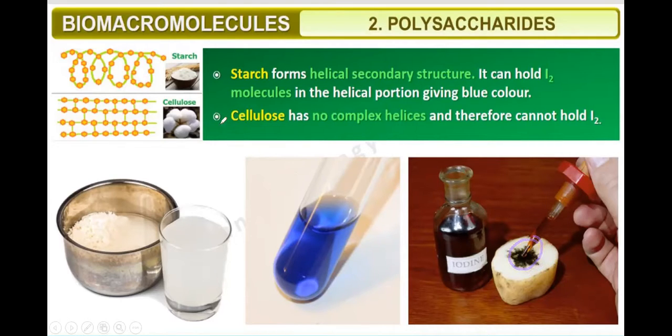Cellulose has no complex helix and therefore cannot hold iodine. Cellulose does not have a helical structure. So if you test cellulose with iodine, it will not give the iodine test. So cellulose is another polysaccharide where the molecules are arranged in the form of sheets. So this is cellulose, this is starch.